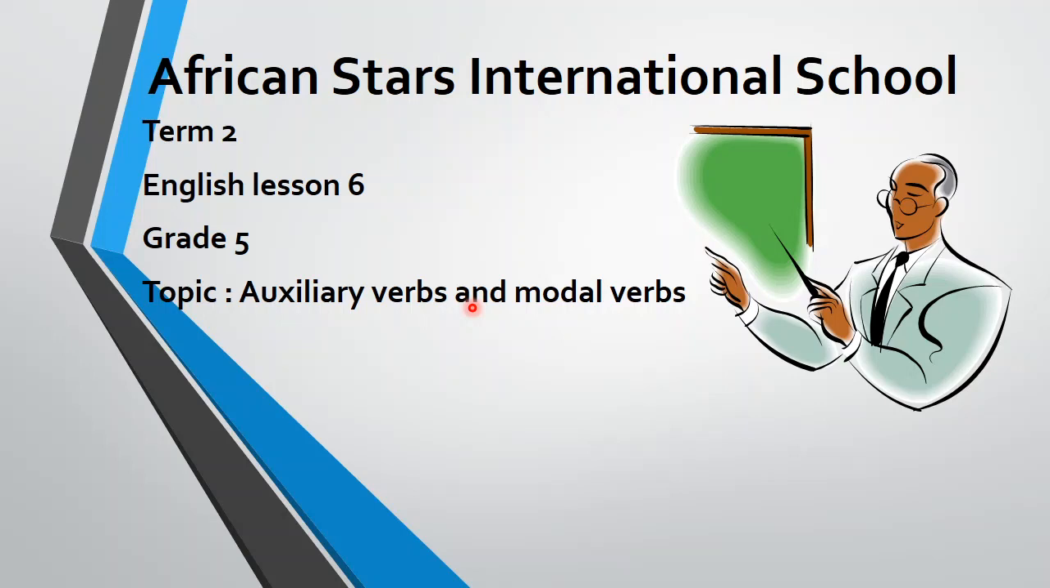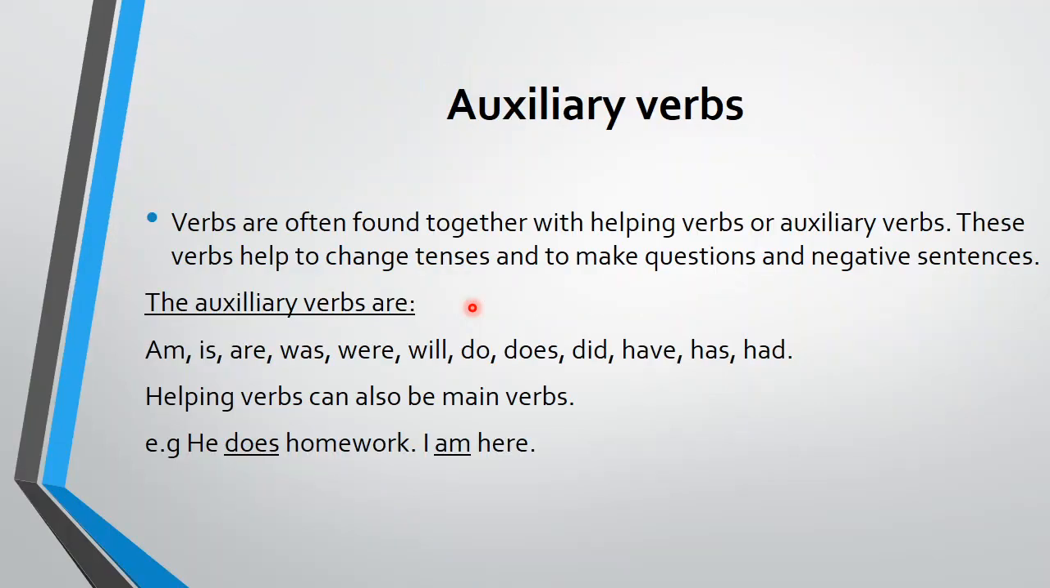In today's lesson, we are going to learn about auxiliary verbs and modal verbs. Auxiliary verbs. These verbs are often found together with main verbs, also known as helping verbs, or auxiliary verbs. These verbs help to change tenses and to make questions and negative sentences. So we use auxiliary verbs to change tenses, either from past to present or to future tense, as well as to make questions and negative sentences.